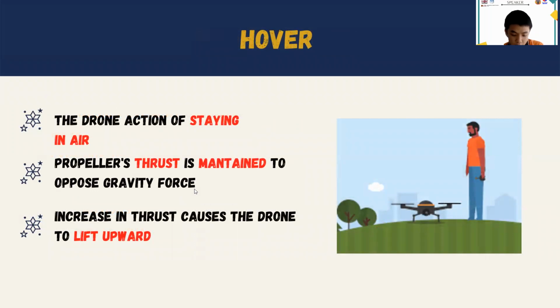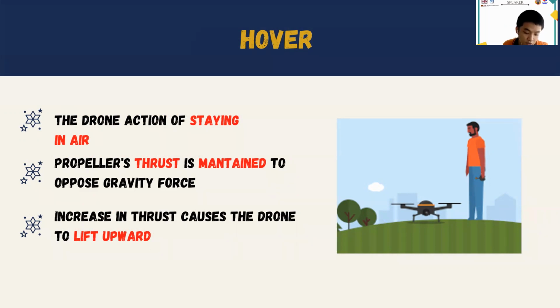Right. So now let us talk about the first principle of drone flight, which is hover. To hover, the net thrust of the four rotors pushing the drone up must be equal to the gravitational force pulling it down. So when the thrust of the drone equals the gravitational force, the thrust is maintained to oppose the gravity force, and the drone will just stay in the air because it is in balance already.